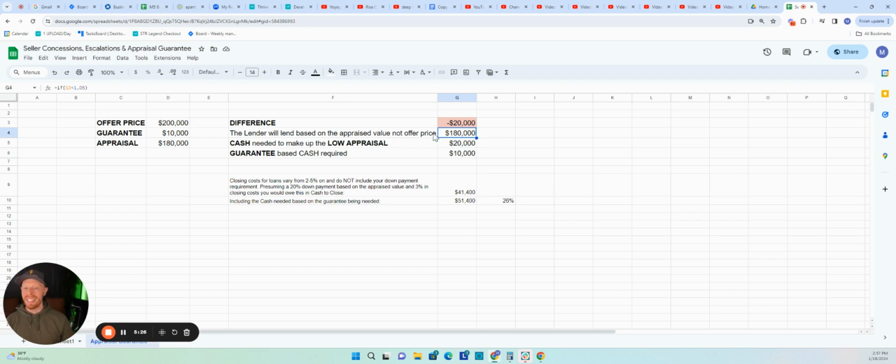At this point, you would have guaranteed the 10 over the 180. So they want 190 in total. The seller is going to get 180 between the loan and the down payment expected from the lender, and then the additional 10 grand, which puts you at 26%.